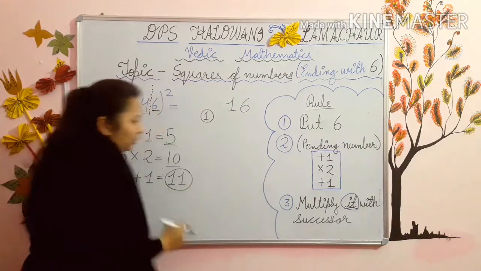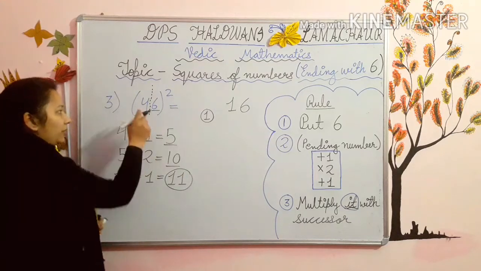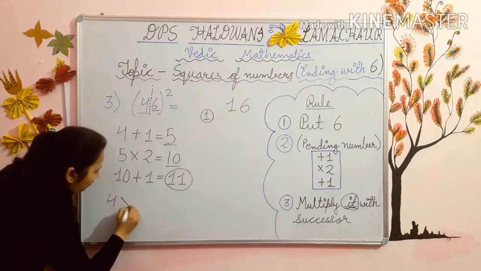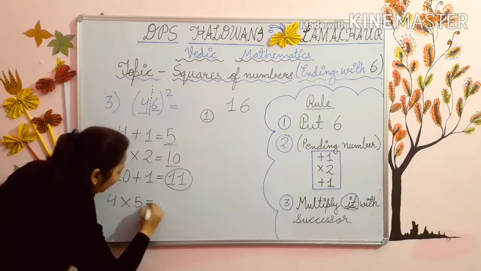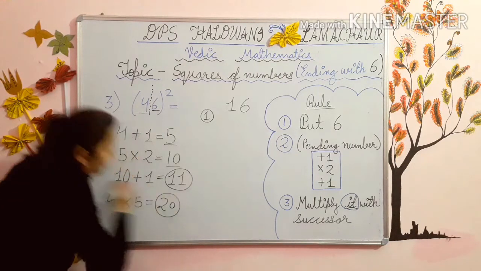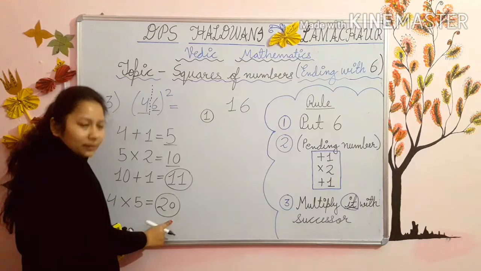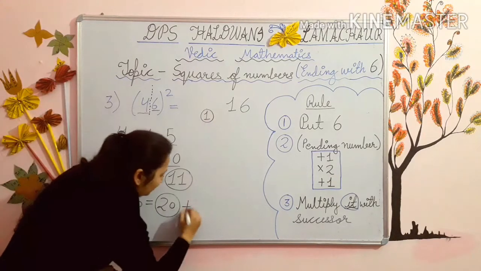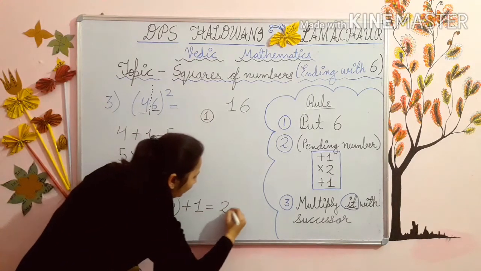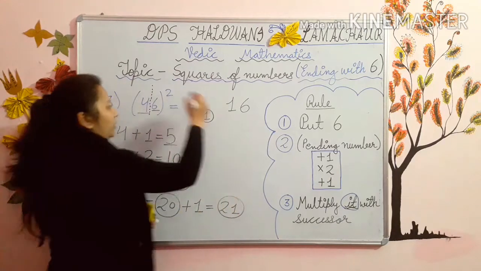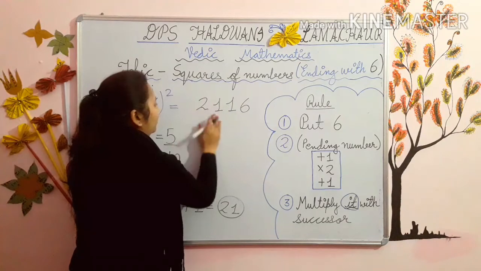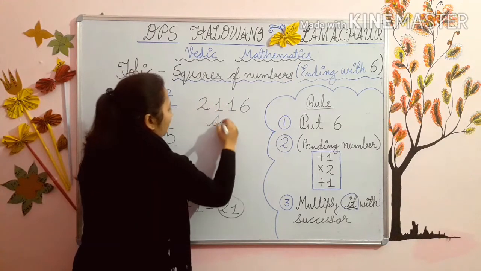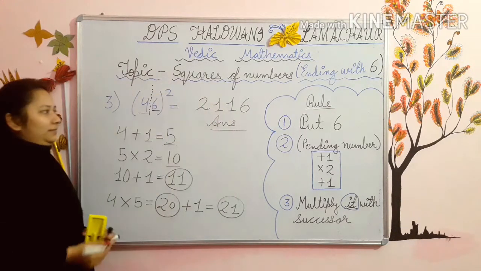Now your third rule, multiply it with successor. Now your number is 4. You have to multiply it with successor. Now successor of 4 is 5. So 5 4s are 20. Now 20 and 1 was carry. So it's 21. So here you will write 21 and carry I will remove. So this is your answer.